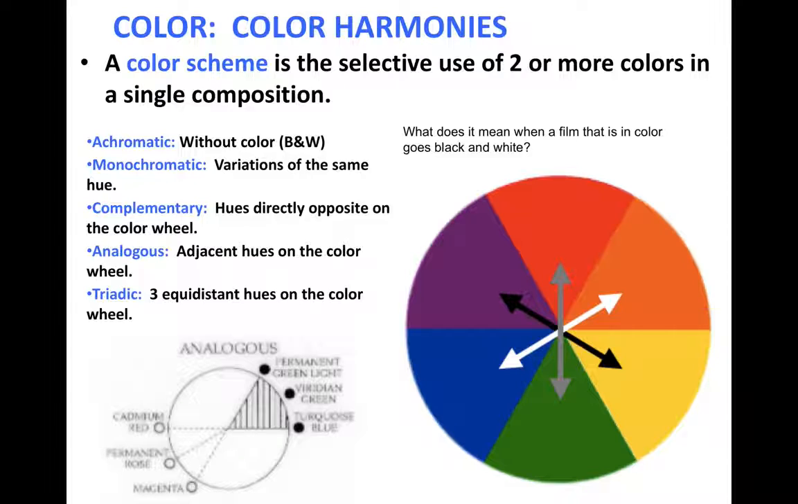Analogous colors, if we look at those on the color wheel, those are the adjacent hues on the color wheel. So we could have red, red-orange, and orange next to each other, and those colors used in a painting would be called analogous. There are triadic colors, and we'll show some examples of those later on, but there are three equidistant hues on the color wheel. So it would be if we took a triangle and the 3 points of that triangle rotated anywhere on that color wheel, whatever colors it landed on, that would be a triad. And there are different types of triads.